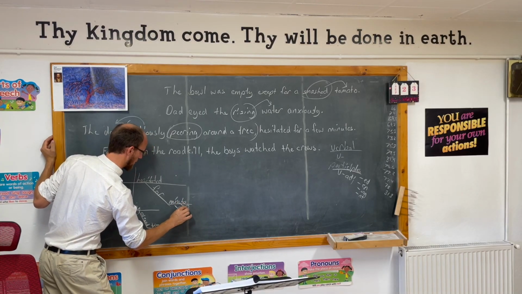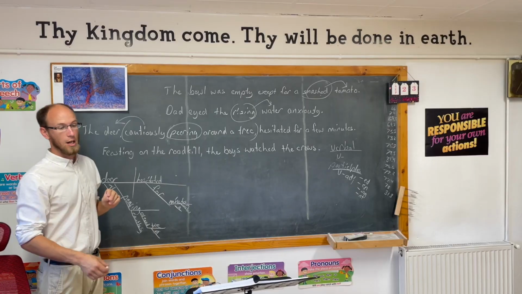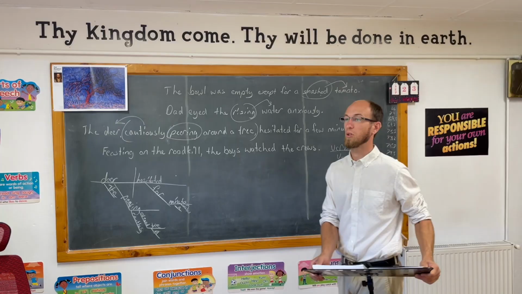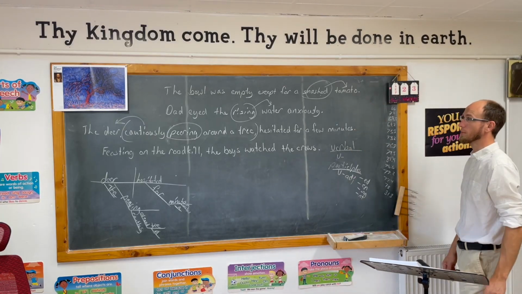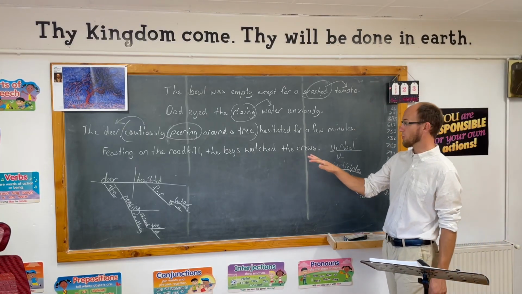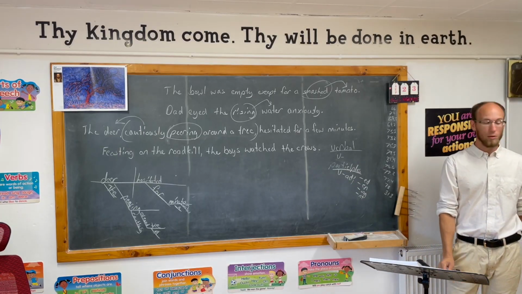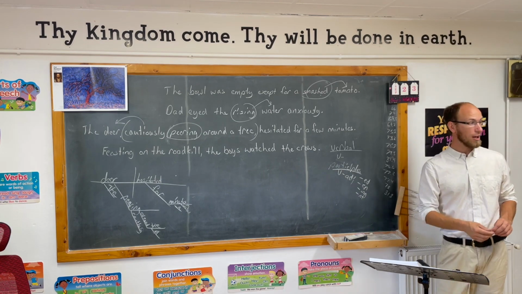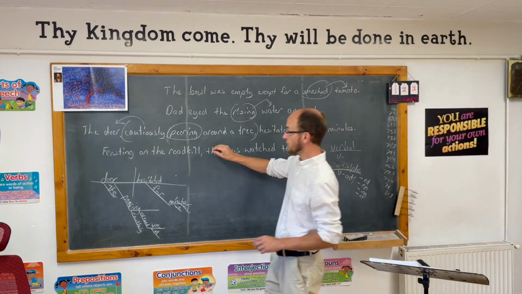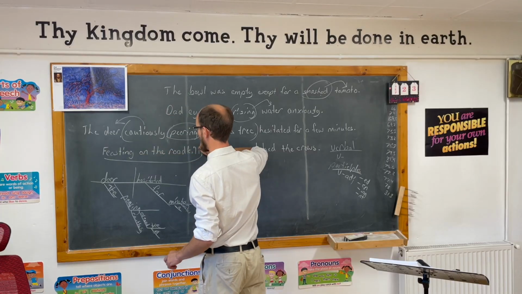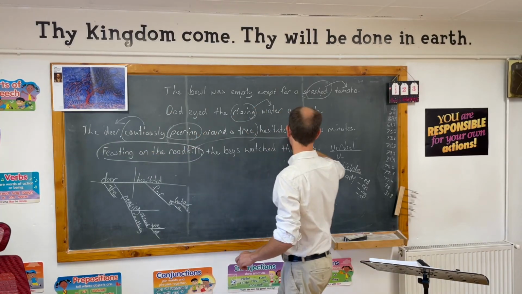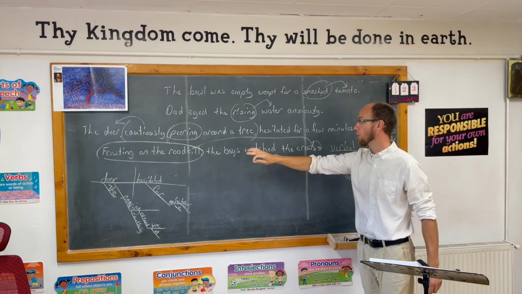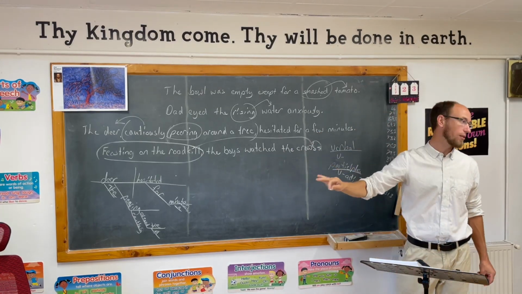A and few. Okay? And then the other thing to look out for in this lesson is that these phrases can be misplaced, and they can mean something we don't want them to mean. Feasting on the roadkill, the boys watched the crows. Well, this sentence makes it sound like the boys are feasting on the roadkill. So how can we change it? Remember, this feasting on the roadkill is supposed to be modifying crows. So let's put it immediately after crows. The boys watch the crows feasting on the roadkill.